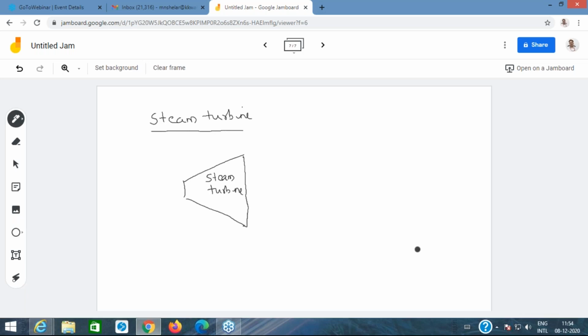Is a steam turbine an open system or a closed system? Rushali, it is wrong. Sarika, you are wrong. It is an open system because steam flows in and steam flows out. Steam flows into the system, steam flows out of the system.